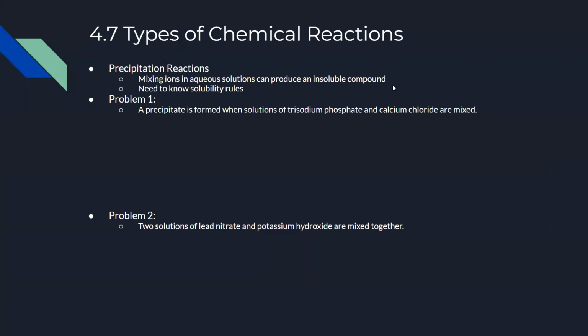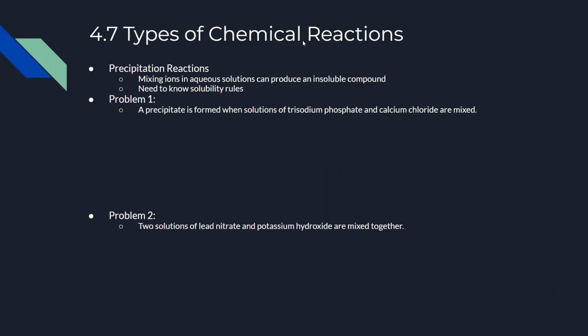So 4.7, types of chemical reactions. The first major type of chemical reaction that you'll see is a precipitation reaction. If you mix ions in aqueous solutions, you can sometimes produce an insoluble compound. In order to do these sorts of reactions, along with any other type of reaction, you have to know your solubility rules. So let's try this first problem.